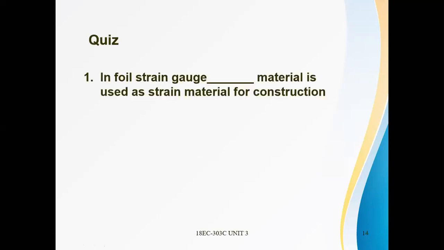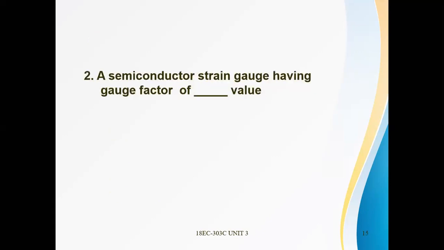Let us have a few small questions. In foil strain gauge, dash material is used as strain material for construction. Option A is mica, B iron, C nichrome, and D is bakelite. What is the answer? C, nichrome. Nichrome is the material used in foil strain gauge.